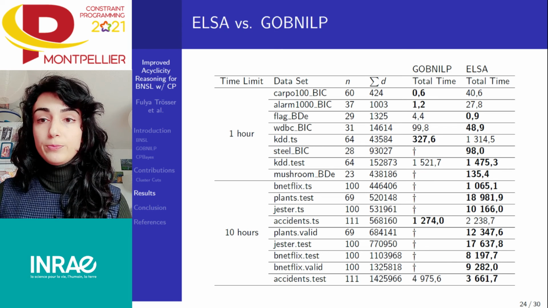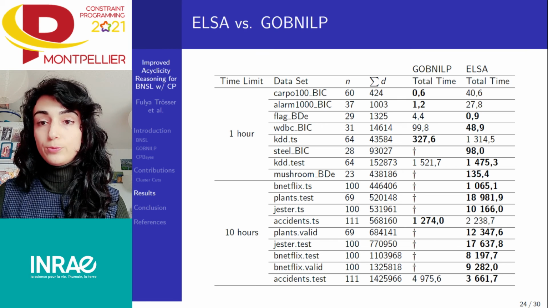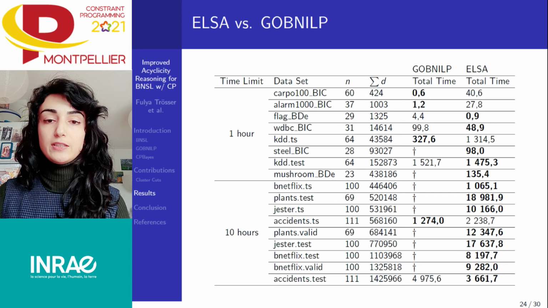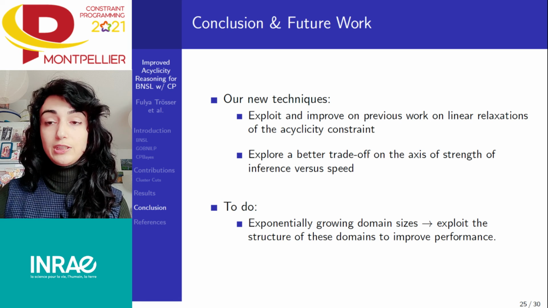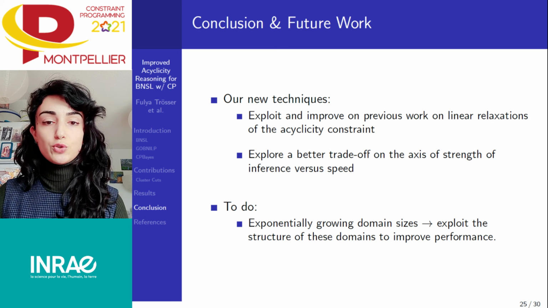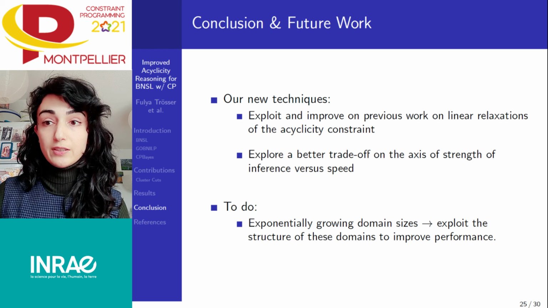Here we compare Gopnilp and ELSA. There are 4 datasets for which Gopnilp performed better, but for all the others, again, ELSA is faster. And here there are 9 datasets for which Gopnilp does not manage to find the optimal solution or prove optimality within the time limit. With this work, we managed to exploit and improve on previous work on linear relaxations of the acyclicity constraint, and we explored a better trade-off on the axis of strength of inference versus speed.